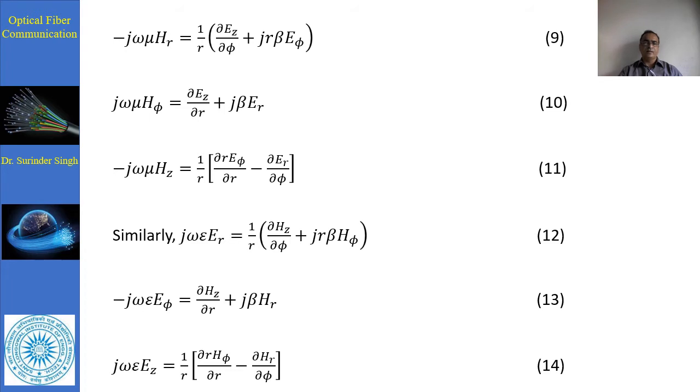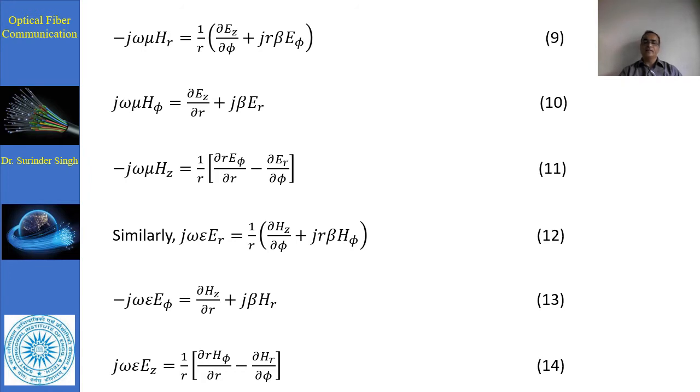Similarly, for the other, if we take the value of del cross H equal to d upon dt of D, where D is taken as epsilon E, we get j omega epsilon Er, E phi, and Ez. These three components come out with positive and negative signs.